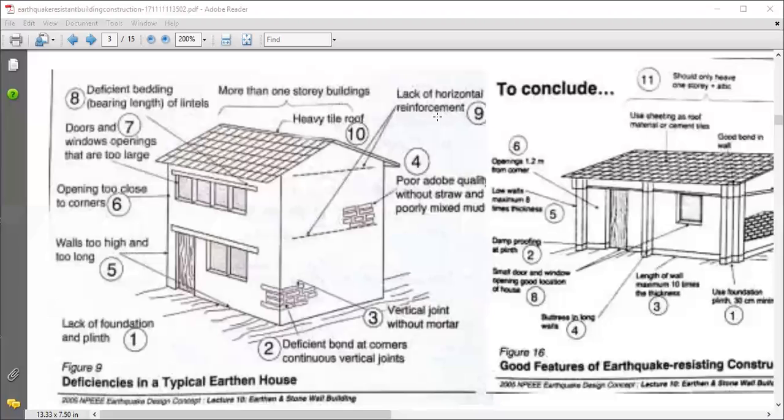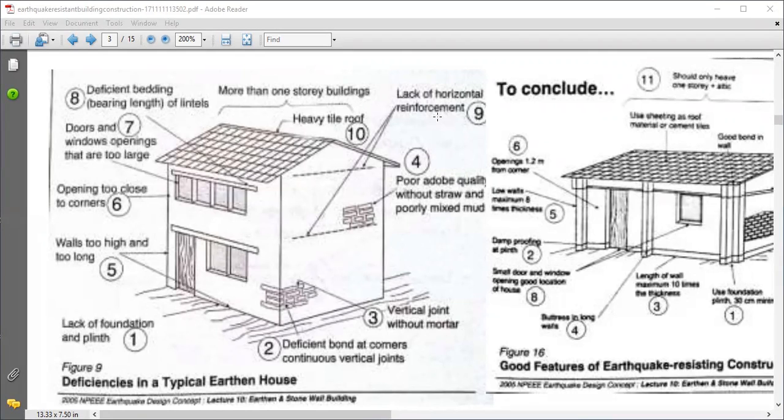Next point is the doors and window openings that are too large. The openings with respect to the height and width are also shown as large. Next one is the deficient bearing height and length of the lintel. That lintel height is also high. The opening in terms of doors is also more, with respect to the length as well as the height.